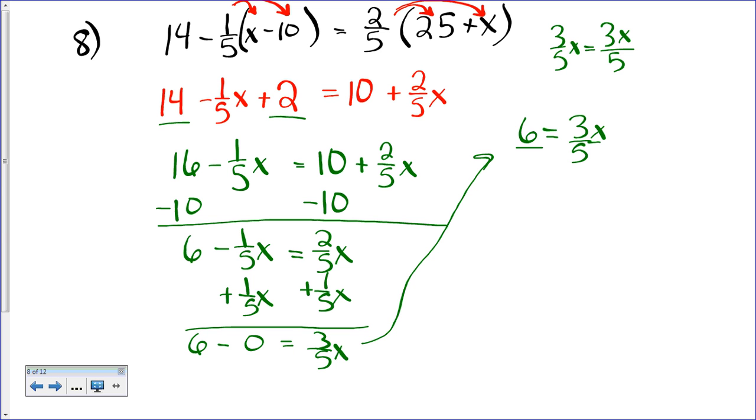Okay, if I put my 6 over 1, I have a proportion that I'm doing: 6 times 5 is 30, 1 times 3x is 3x. Divide by 3, and x is equal to 10. Like I said, there's a lot of different ways to do this problem. If you're interested, I can show you a couple different ways, but I'm sticking with this way for the video.